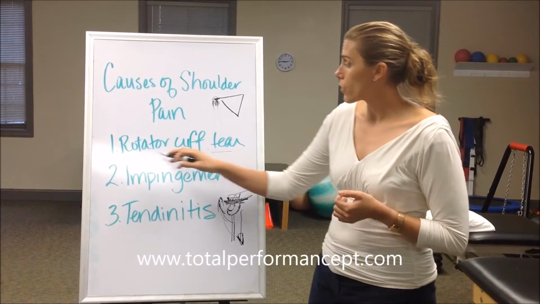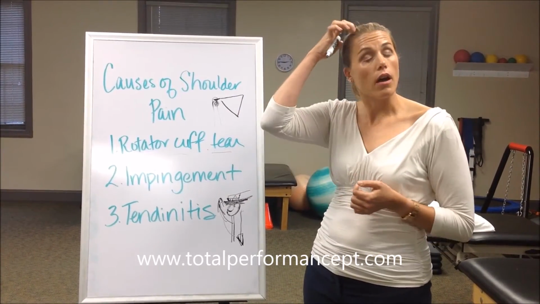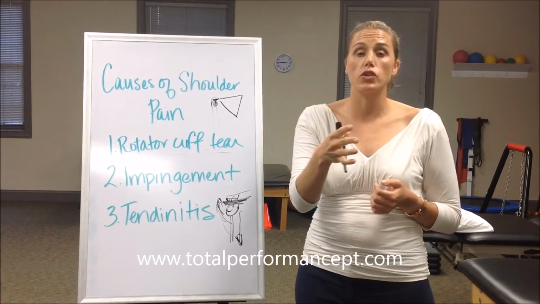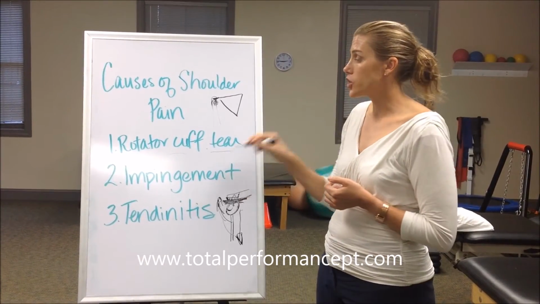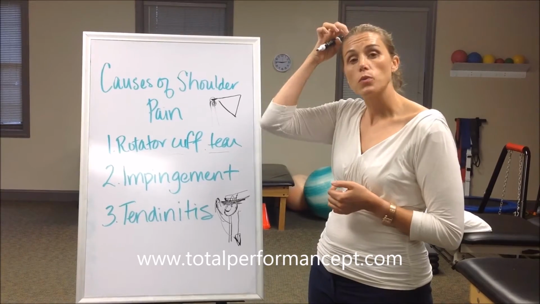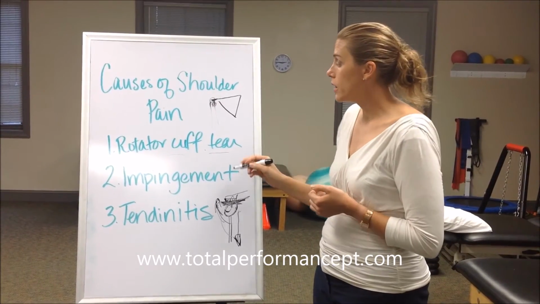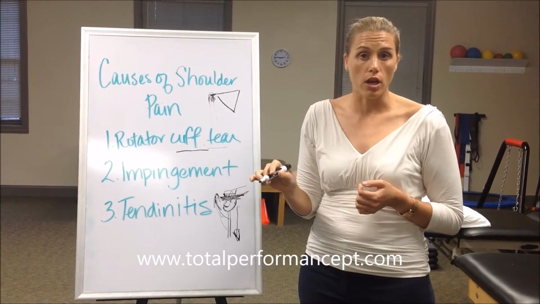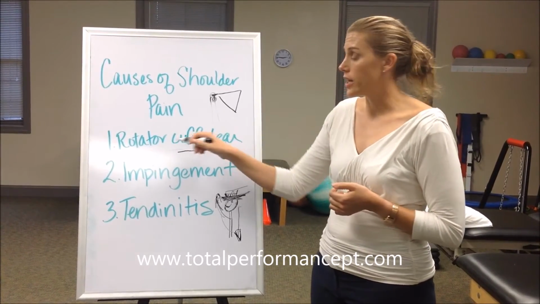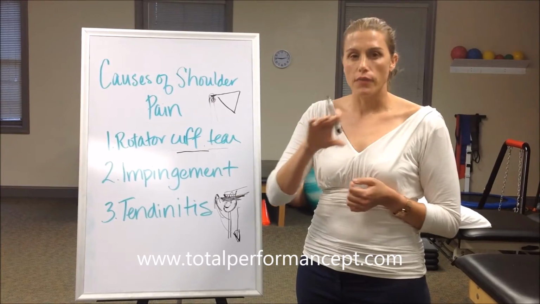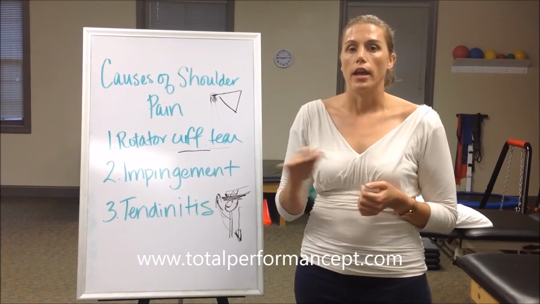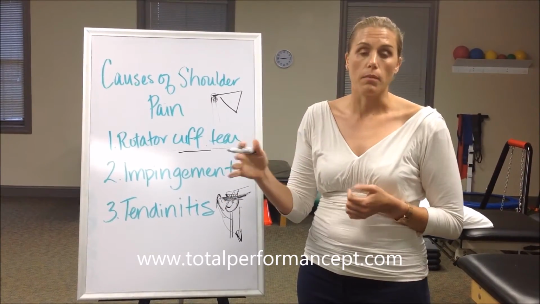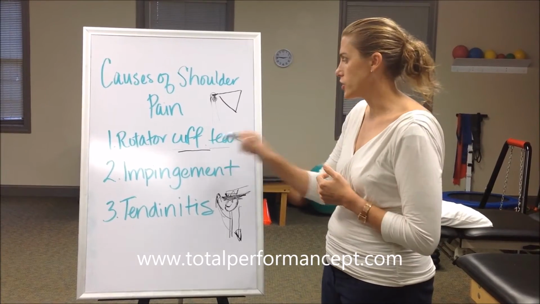So, rotator cuff tear. Now there are other muscles in your rotator cuff that can be torn. It's not just your supraspinatus, but that's the one that's most commonly torn. But usually it doesn't matter which muscle of the rotator cuff is torn, they refer to it as the rotator cuff tear. And generally it just means one muscle. It could mean more than that, but generally it just means one muscle.